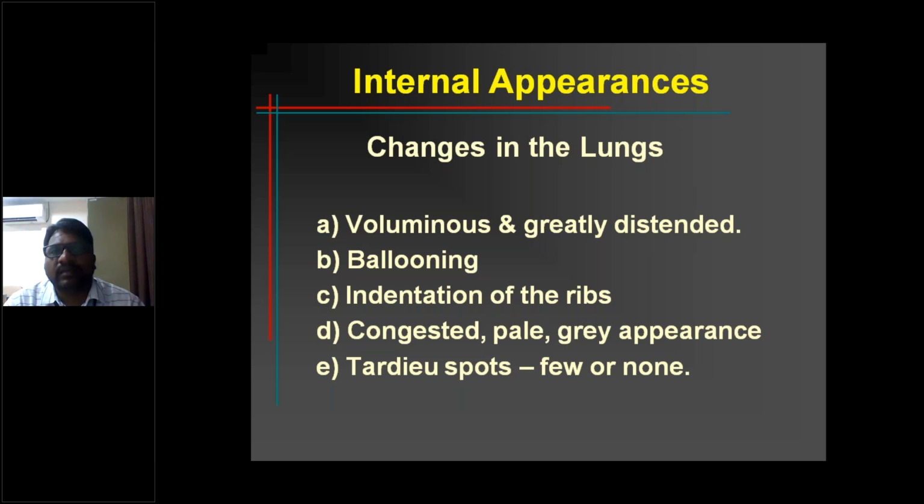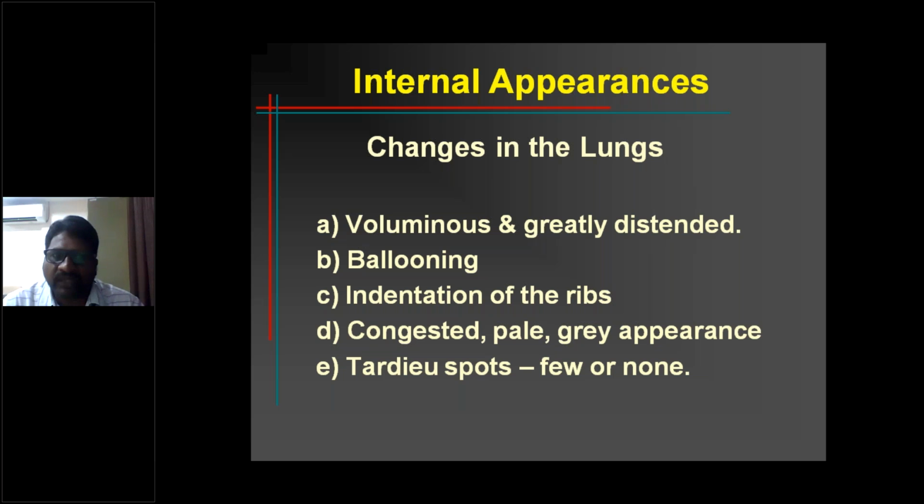Now come to the internal findings. After this we will open the internal structures of the dead body. First of all we will go through the thorax and abdomen. We will open the dead body. What are the internal appearances, that means the changes in the internal organs, in the lungs? A typical appearance in case of asphyxial deaths is in the lungs. You have to observe and dissect the lungs, and write whatever observations you make in the postmortem examination, especially in asphyxial death and drowning.